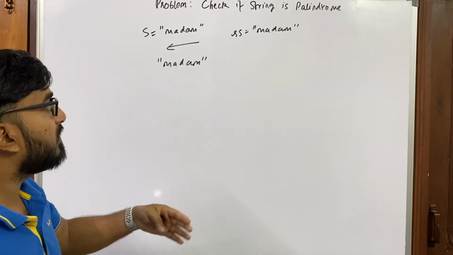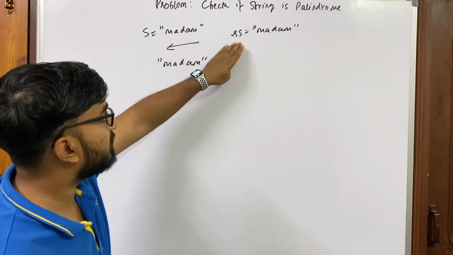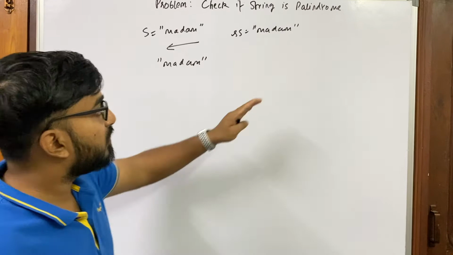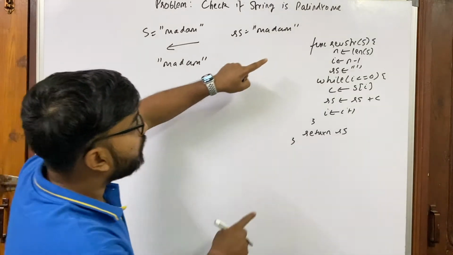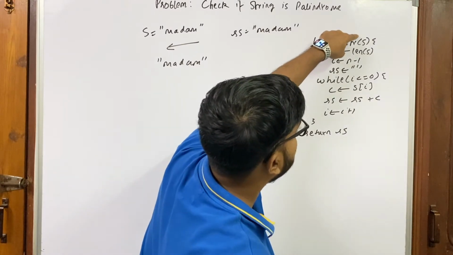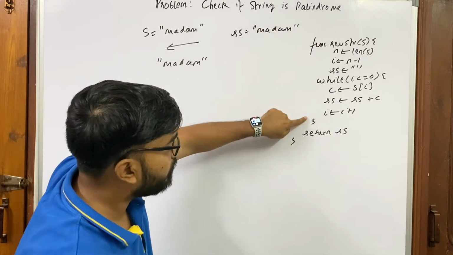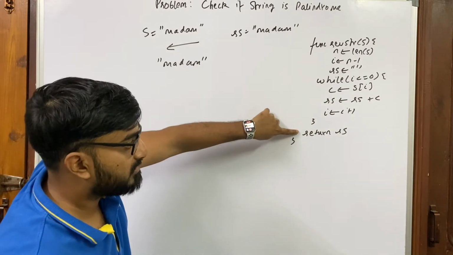Since we have already solved the problem to find the reverse of the string, I will use that method to find the reverse of the string and then compare it with S to check if it is a palindrome or not. So writing the pseudocode from the solution that finds the reverse of the string: this pseudocode finds the reverse of the string S and returns it. RS starts with a blank. This while loop generates the reverse of the string and stores it in RS, and finally this RS value is returned.